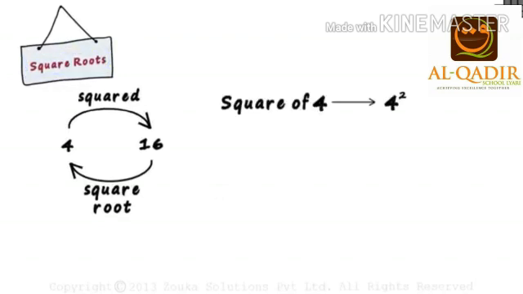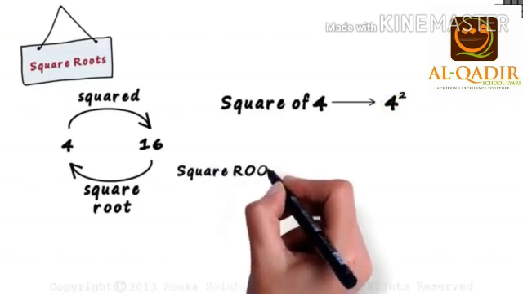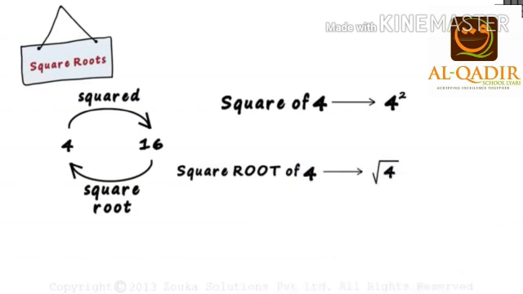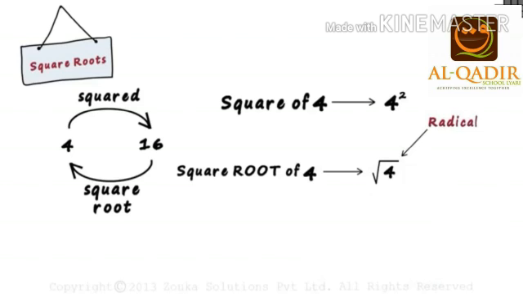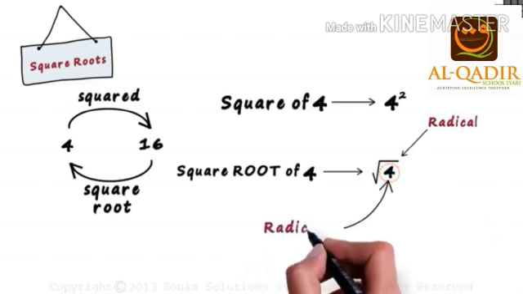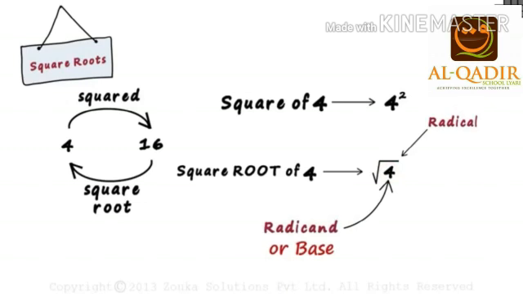This is how we would represent the square of 4. 4 raised to 2. 2 is called the power and 4 is the base. Now how do we represent the square root of 4? Well, this is how we write it. This symbol is called the radical or the square root, and the number inside this symbol is called the radicand or the base. That's the first thing we learned, how to represent a square root.